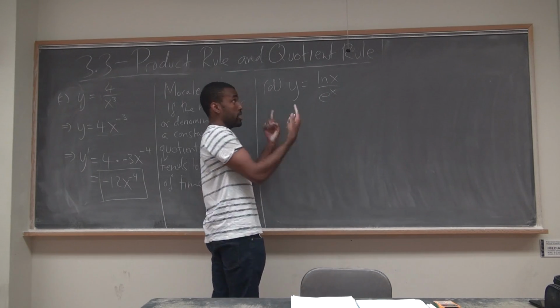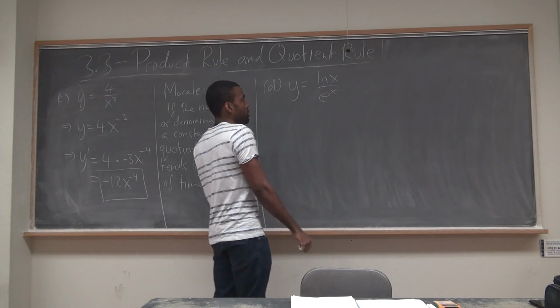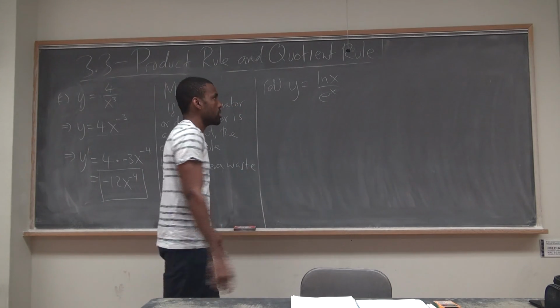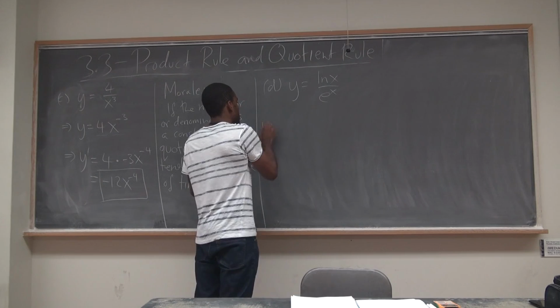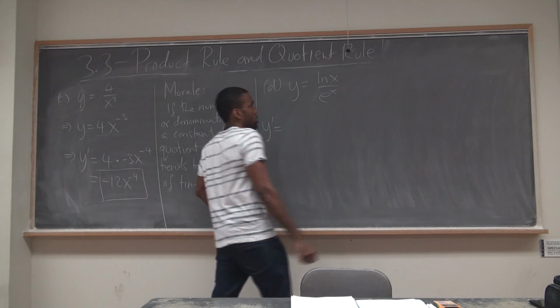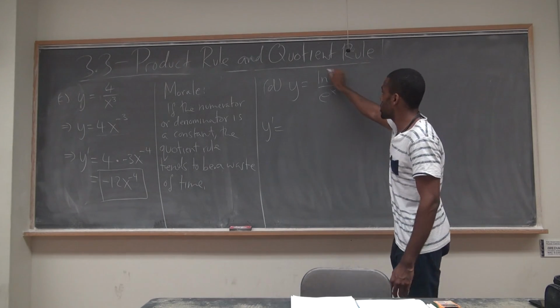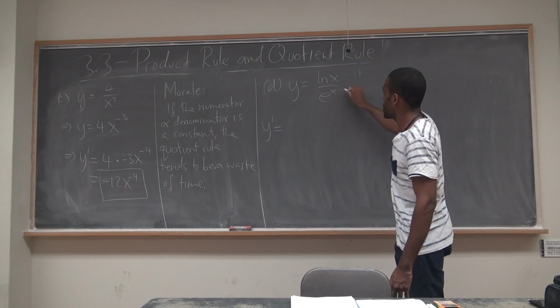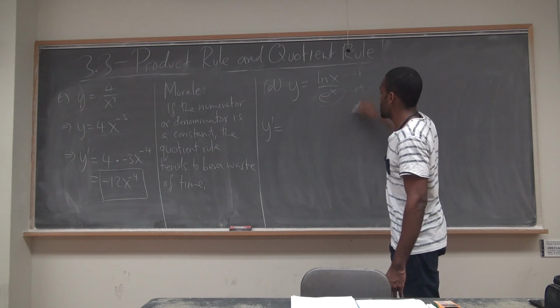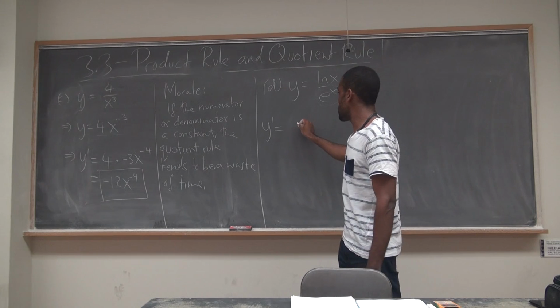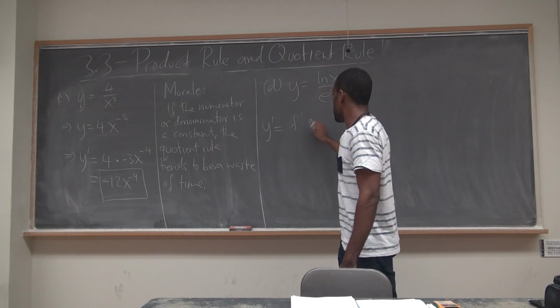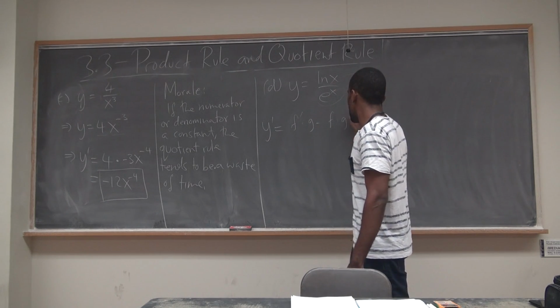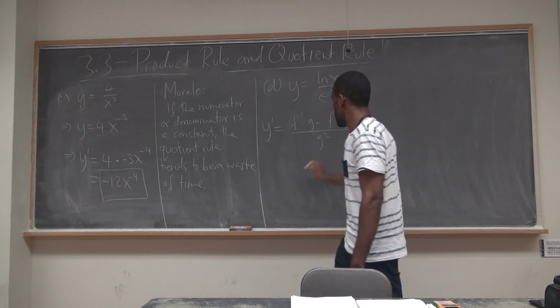So I see that, the first thing I'm going to think is, oh, can I simplify that? Turns out I can't, right? So I would just jump into the quotient rule. This here is my f, this here is my g. So I know my y prime is going to be the bottom times the derivative of the top minus the top times the derivative of the bottom over the bottom squared.